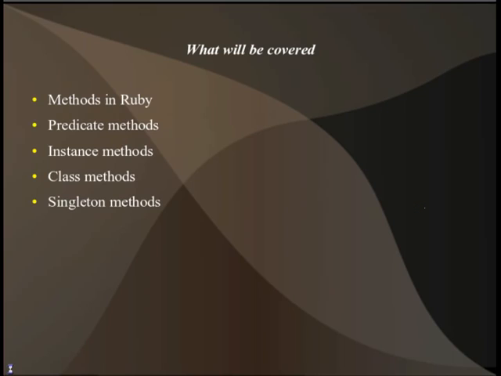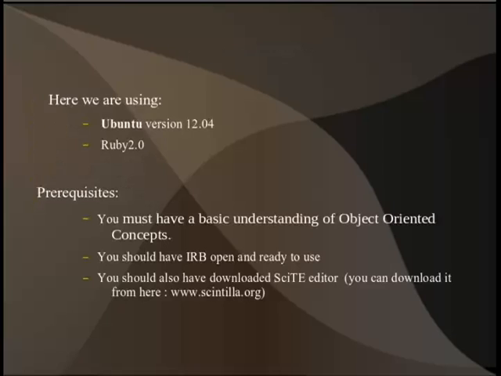In this tutorial, we will learn methods in Ruby, predicate methods, instance methods, class methods, singleton methods. Here we are using Ubuntu version 12.04, Ruby 2.0. To follow this tutorial, you must have a basic understanding of object-oriented concepts. You also must have installed Skite editor and have it open.